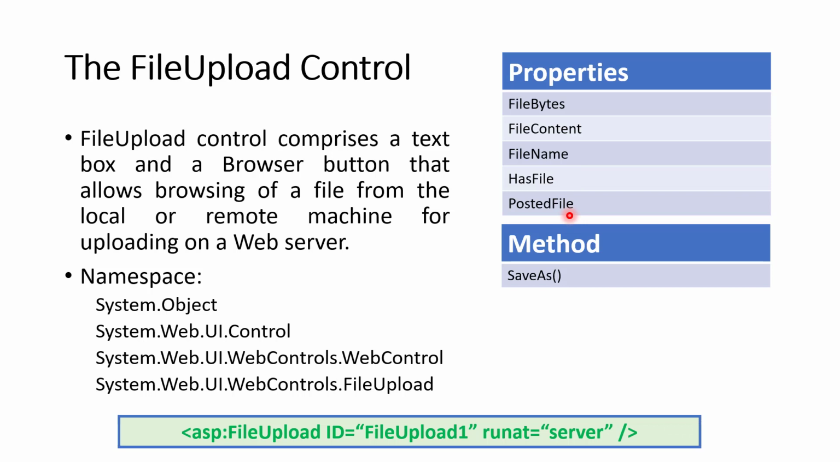This property is used to obtain the underlying HTTP posted file object for a file that is uploaded by using the file upload control. There is a single method available for the file upload control, and that is SaveAs. It is used to save the data of an uploaded file to a specified path on a web server. We can check an example of the file upload control. It will be like this: asp:FileUpload id equals FileUpload1 runat equals server.